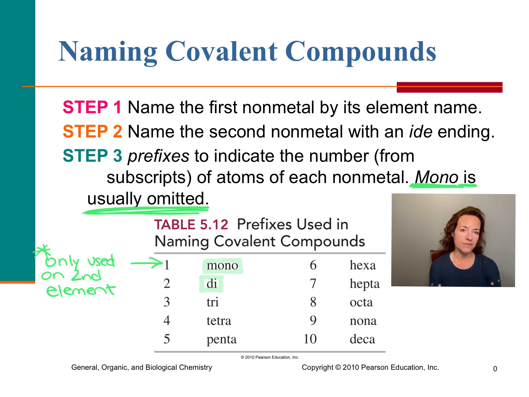So these are the prefixes that are used. You're going to basically just need to memorize them. For mono, that's 1, di is 2, tri is 3, 4 is tetra, 5 is penta, 6 is hexa, 7 is hepta, 8 is octa, 9 is nona, and 10 is deca.